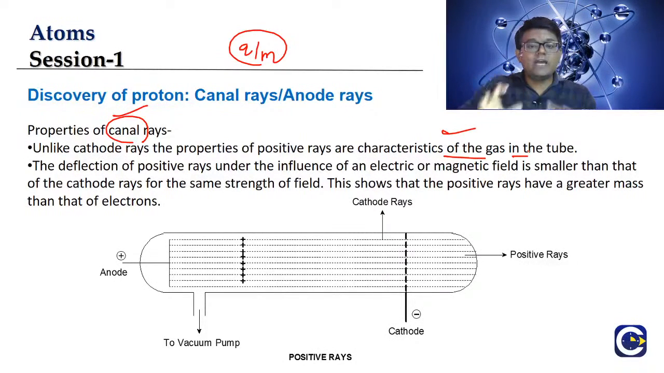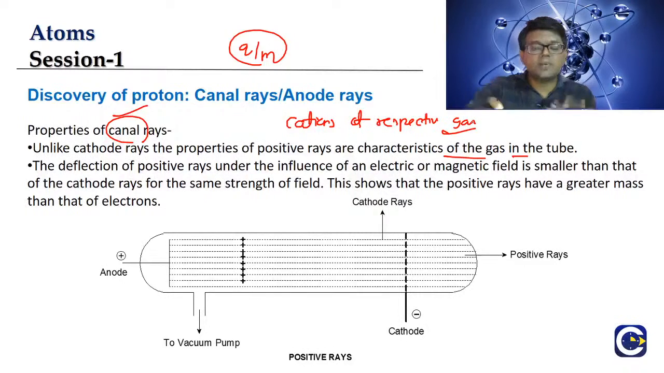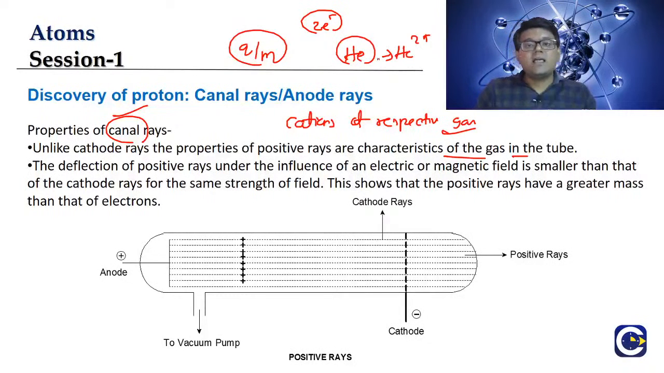The anode rays are nothing but the cations of the respective gases. Today we will understand what these anode rays are. If we have a helium atom inside the gas discharge tube and it is losing electrons, helium can potentially lose 2 electrons. The remaining thing will be the helium 2 plus ion. Those will be the anode ray particles of the helium discharge tube experiment.